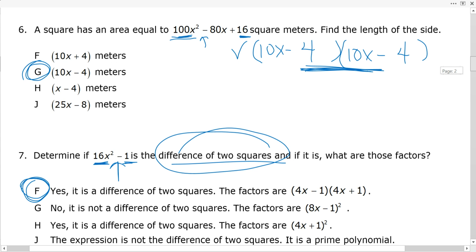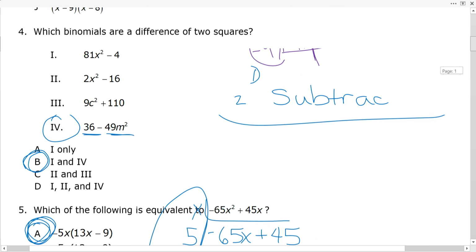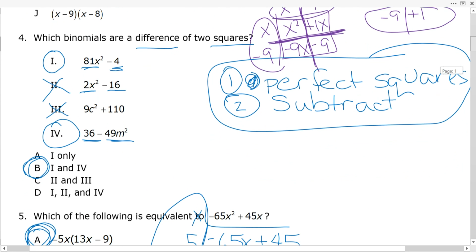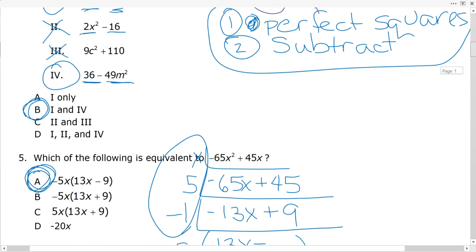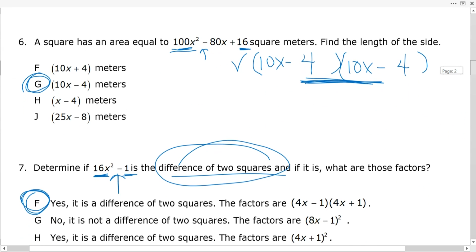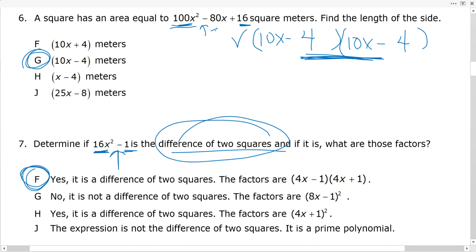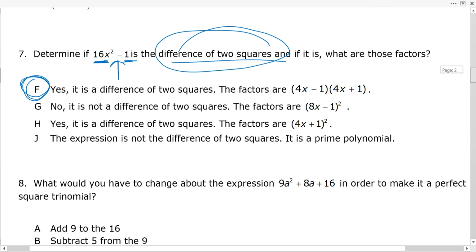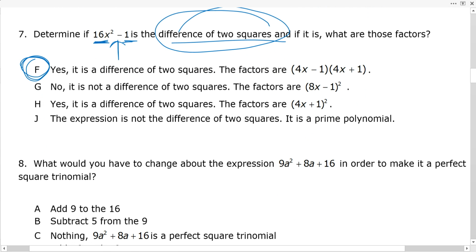So if you notice the difference between number 4, well, we didn't do it though. Okay, never mind. Number 6 had the term in the middle, and it ended up with both of the binomials having the same sign. When it's a difference of two squares, there is no term in the middle, and you have one that's a minus and one that's a plus. So that's the difference between those two things. Okay, number 8.